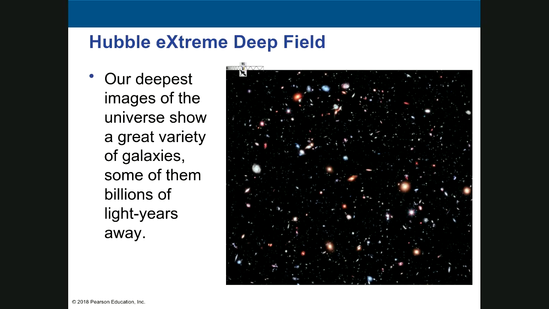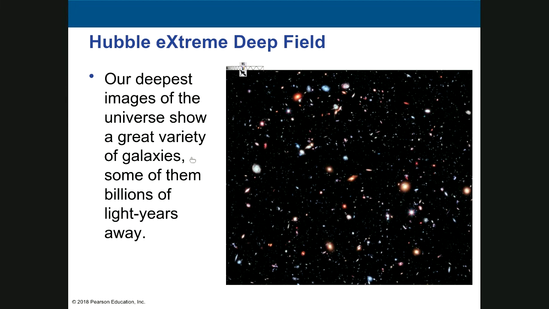So what are we looking at here? We are looking at one of our deepest images of the universe that we can see in visible light. And it shows a great variety of galaxies. So keep in mind that every dot here is a galaxy. The very smallest galaxies have maybe tens of millions of stars. Most galaxies have hundreds of billions, and the largest galaxies have trillions to tens of trillions of stars. So the Milky Way is not by any means a large galaxy.